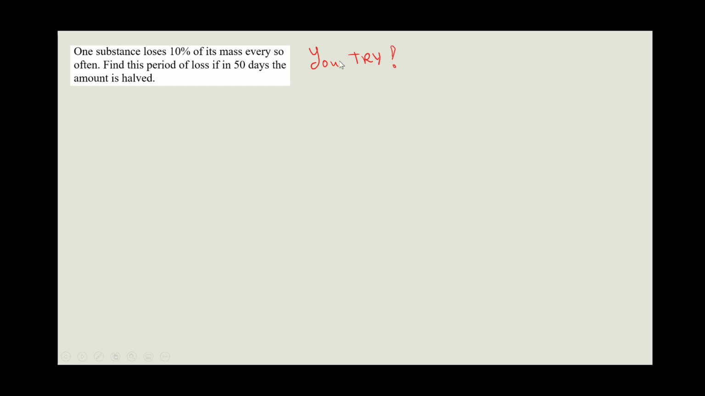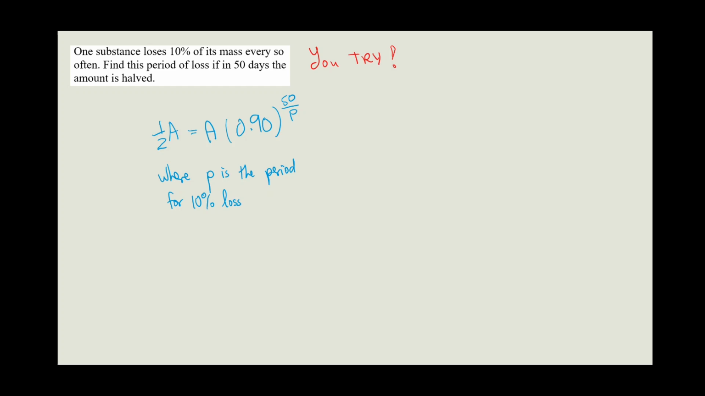This question I would like you to try. So you can pause the video after I read the question and then unpause to see my solution. One substance loses 10% of its mass every so often. So we don't know how long it takes. So again, we don't know that P. How long does it take for it to cut by 10%? We're going to find this period P of loss if we're told in 50 days the amount is halved. So it's very similar to the previous question. So pause the video right now and then unpause when you're ready.